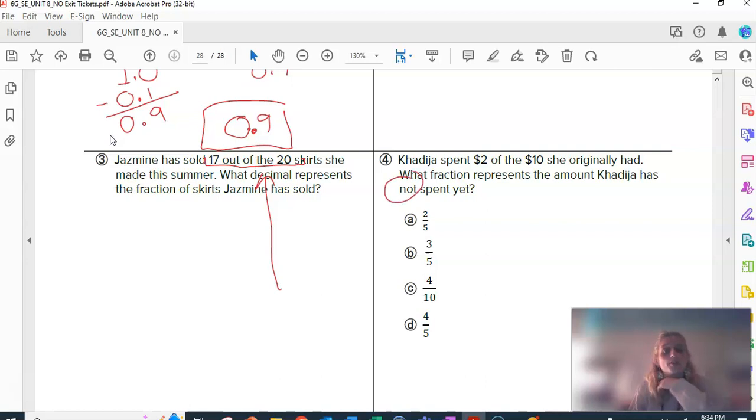This number 4 also includes a not. So if this girl spends $2 out of the $10 she has, I don't actually care about $2. I want to know the fraction for how much she didn't spend. So if she has $10 and she spent $2, she did not spend $8. So you're using 8 and 10 to make a fraction. I don't see 8/10 anywhere here, so you're going to simplify that fraction to find out which of these options is equivalent to it. And that's it. We're done with your homework.